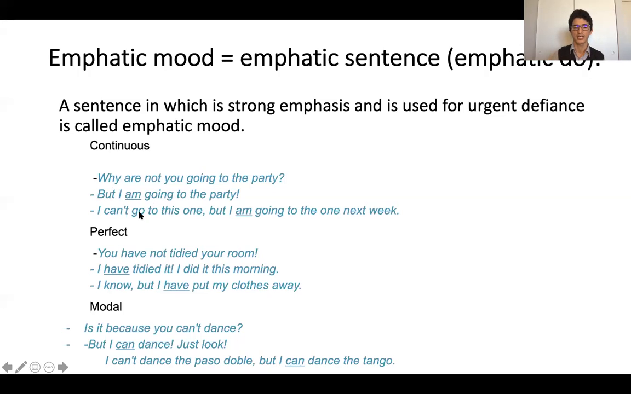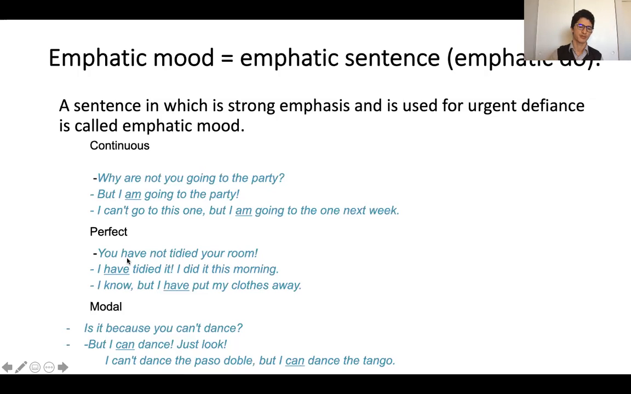The next example, I can't go to this one, but I am going to the next one. So it is present continuous tense, but we just put a stress while we are speaking. We put a stress on the "am": I am going to the one next week. In writing, sometimes we can't recognize whether it is emphatic mood or not. But while we are speaking, you might put a stress on the word that you want to show emphasis on.